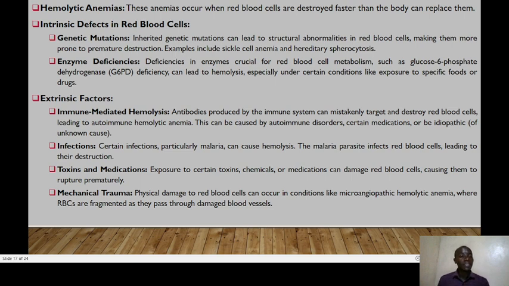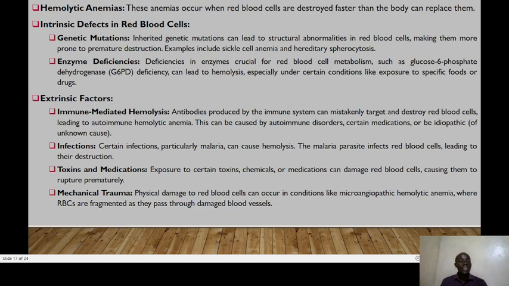We have intrinsic defects in the RBCs, where an inherited genetic mutation can lead to structural abnormalities in the RBCs, making them prone to premature destruction, and this includes sickle cell anemia and hereditary spherocytosis. Also, enzyme deficiencies. Enzymes are crucial in red blood cell metabolism, such as in glucose-6-phosphate dehydrogenase deficiency. It can lead to hemolysis, especially under certain conditions like exposure to specific foods or drugs.